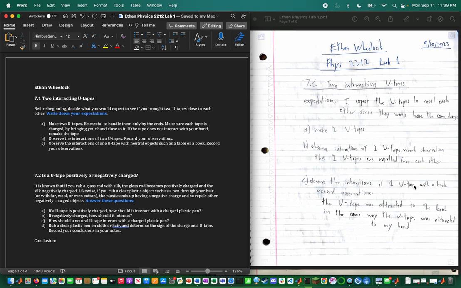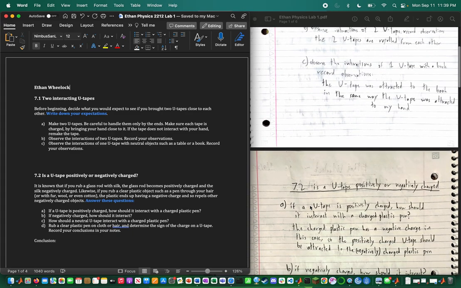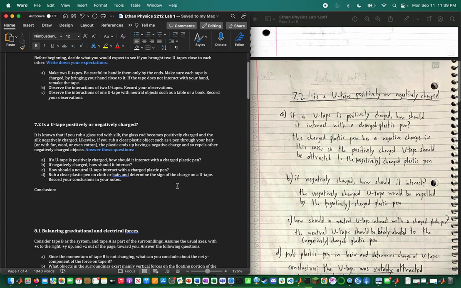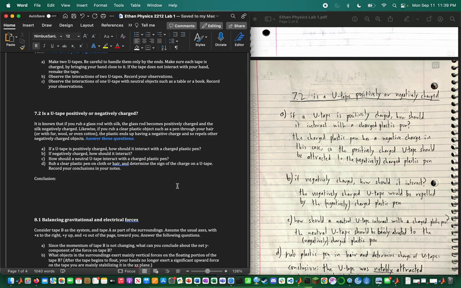Then I had to see how one U-tape would react with the book, and it was attracted to the book the same way it was attracted to my hand. Next, I had to see if the U-tape was positively or negatively charged. By rubbing my hair with a pen, I could negatively charge the pen, hold that pen close to the U-tape, and the U-tape was attracted to the pen, therefore the U-tape is positively charged.